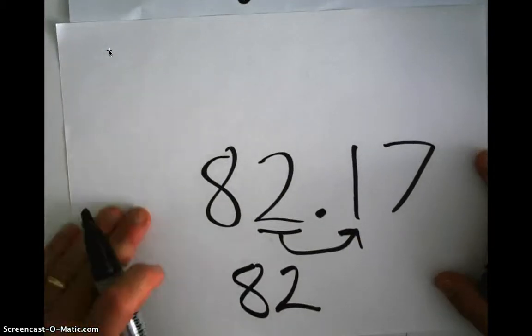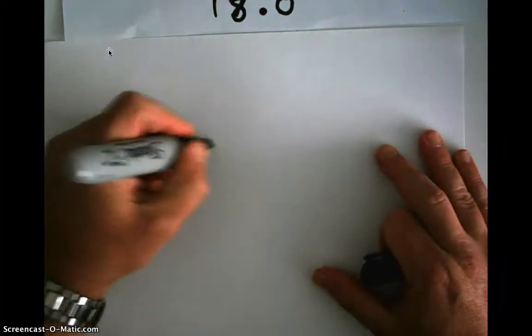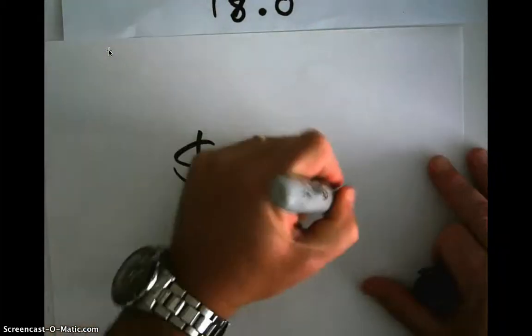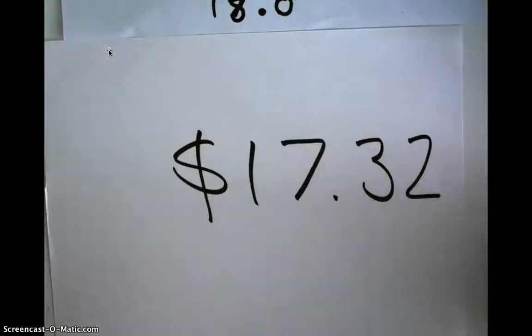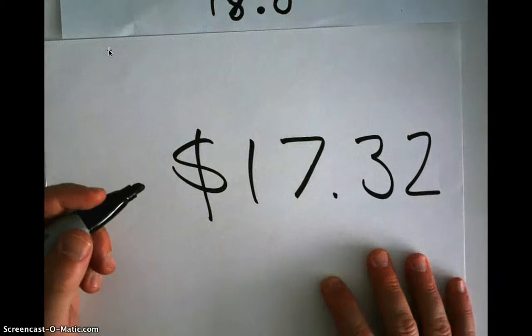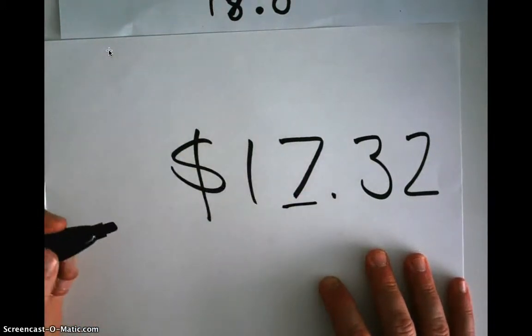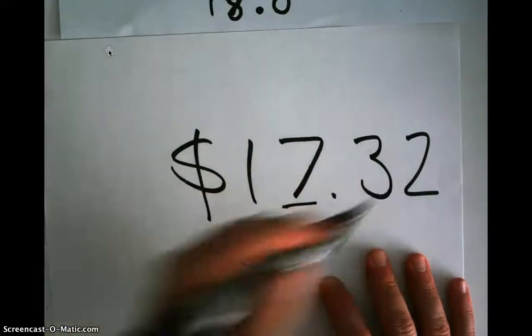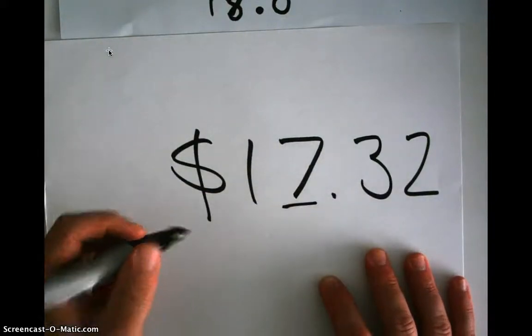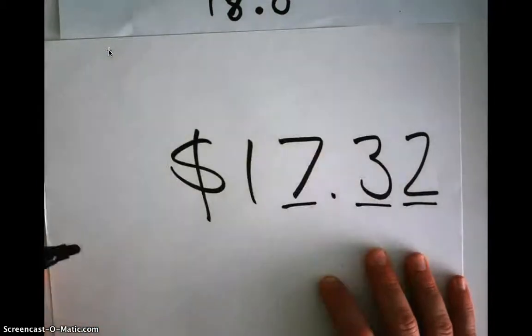That's it. All right, and one more example. Money. With money, like $17.32, you have to figure out what they are asking me to round to. To the nearest dollar, that's right there, the ones place, right? This is dollars. This is cents. To the nearest dime, that's your tenths place. To the nearest penny, that's your hundredths place.